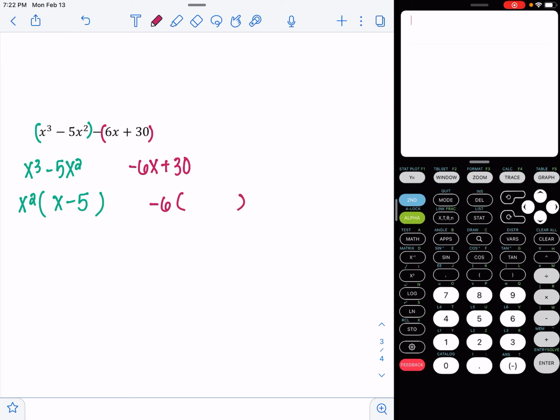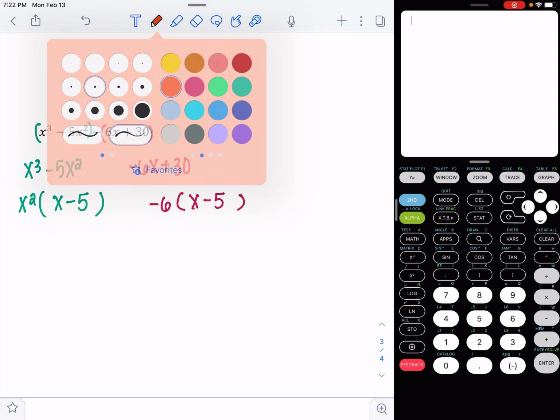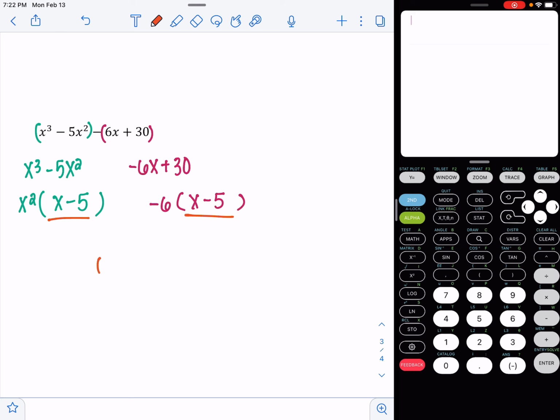So I'm factoring out a negative 6. Negative 6x divided by negative 6 is just x. Positive 30 divided by negative 6 is minus 5. Again, nice job. Inside our parentheses are the same. That becomes one of my factors. And then your other factor is what was left over.